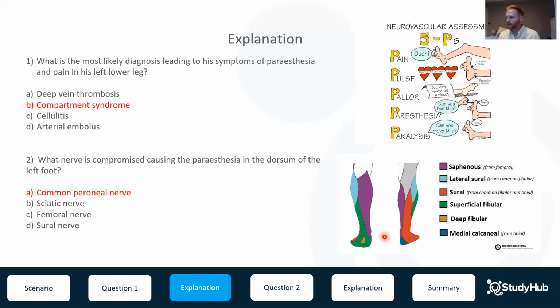Now, someone has posted asking, would you also have weakness? You wouldn't necessarily have weakness. You can't definitely say someone will have weakness, but they could well do. If the nerve was very compressed inside a compartment that was swelling up, you could well have some muscle weakness as well, such as inability to wiggle their toes, for example. Extending the toes would be anterior compartment, and flexing would be part of your deep posterior compartment.